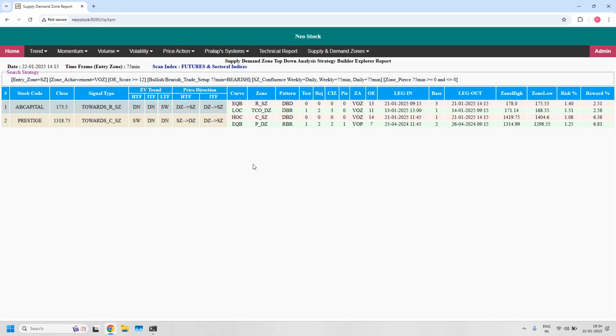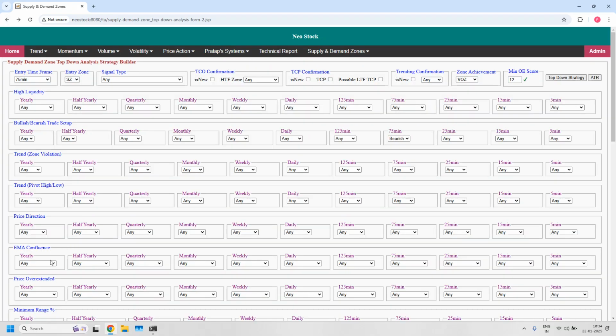So in these 2 stocks, these 75 minute supply zones are part of the daily supply zone, both together again part of the weekly supply zone. And the weekly trend is down for the first stock. And the first stock has weekly EMA confluence. It is an even more high probability setup supported stock. Let us verify. In the EMA confluence, weekly time frame, the weekly supply zone having weekly EMA confluence filter is enabled, and trend on weekly time frame should not be sideways. So it should be downtrend because it is a bearish trade setup.